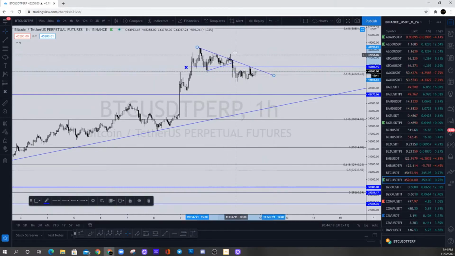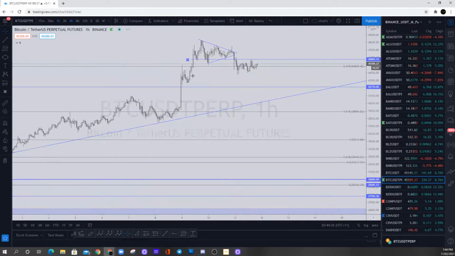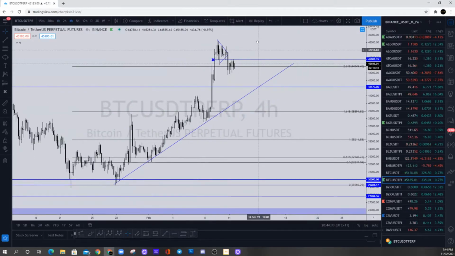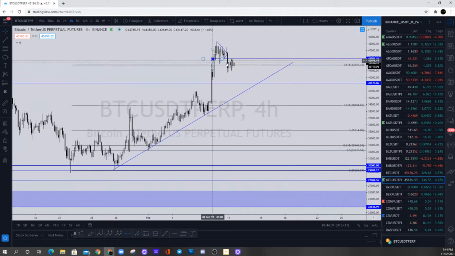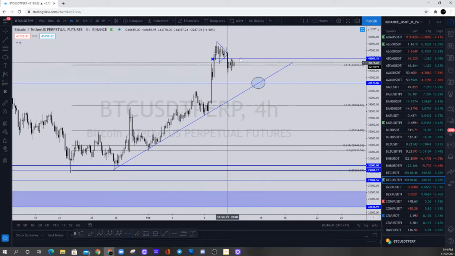That's showing downtrend as far as I'm concerned. So at the moment, we're looking at retests. And if I go into a 4 hour chart, this is your uptrend. And I'd probably be looking at this key area here for support. So it's had a bit of a go at the 45,000 mark.